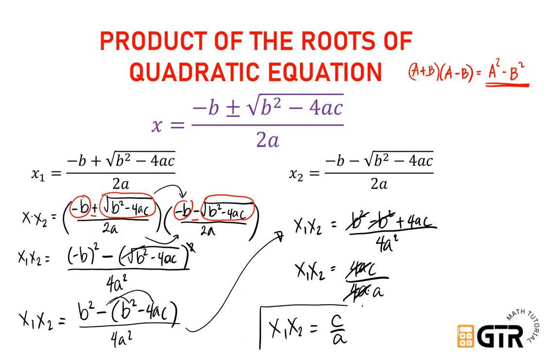So there's no need to solve for the roots and then multiply, if we want to find the product of the roots of a quadratic equation. The shortcut is just c over a. Write the equation in standard form, find the values of a, b, c. The product is just c over a, and the sum is negative b over a.